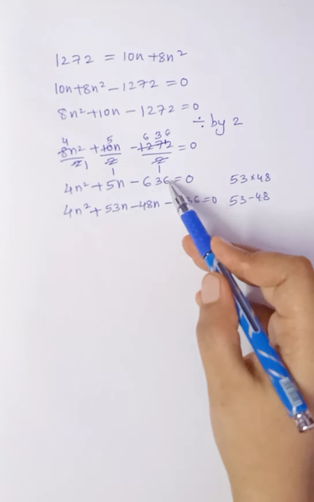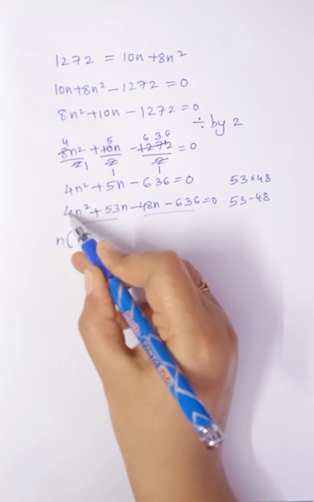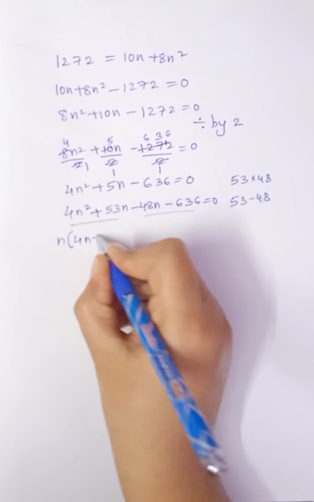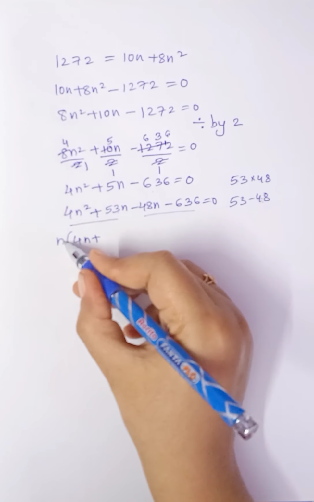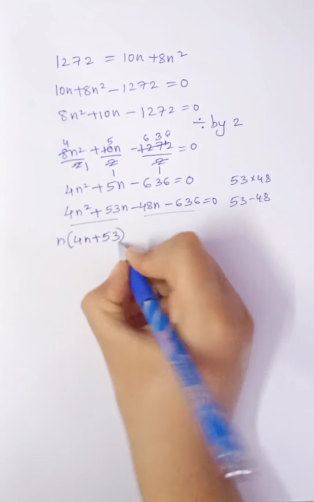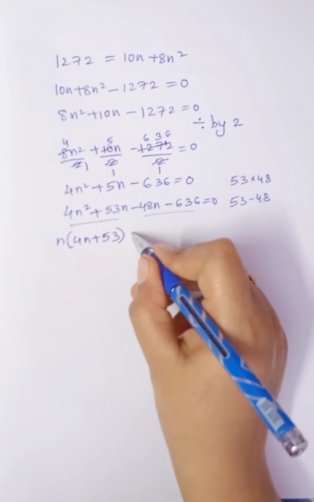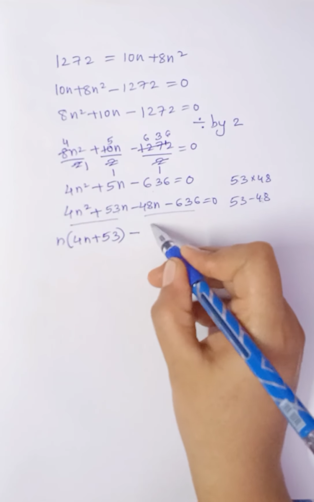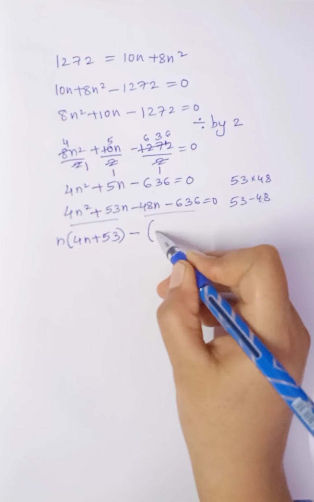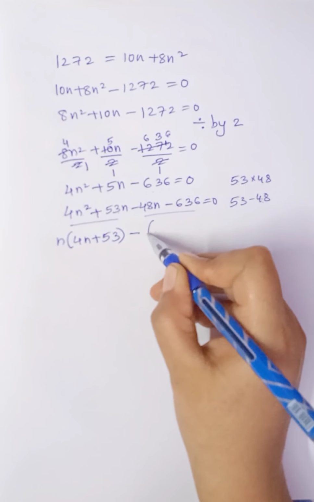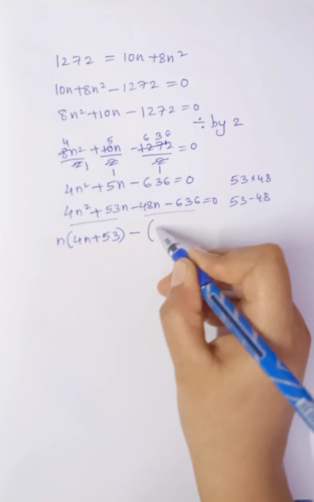Next, I am going to take common from these two terms together. From these two terms, I am going to take n common. If I take n from this, what will remain? 4n. So 4n plus, and see, n I have taken common, then what remains here? 53. Next, minus as it is. See, why am I taking minus here? Because here I am going to remove some common factor so that I should get the same bracket here.